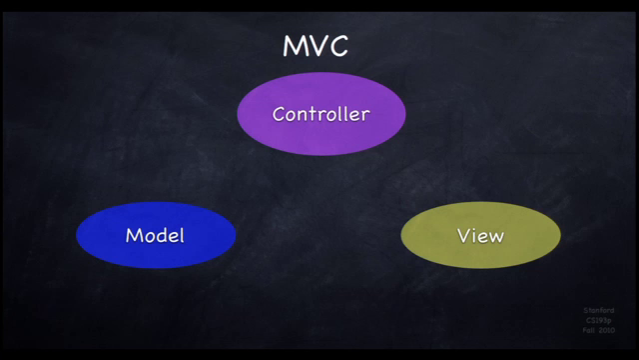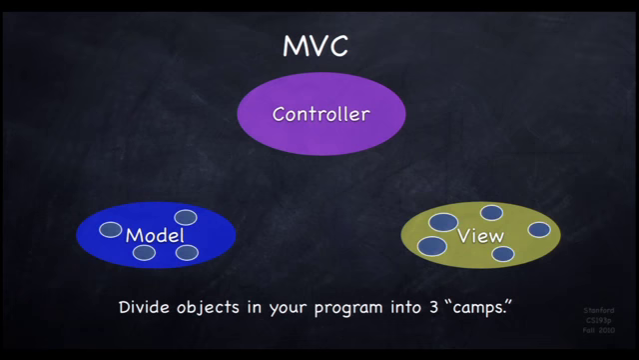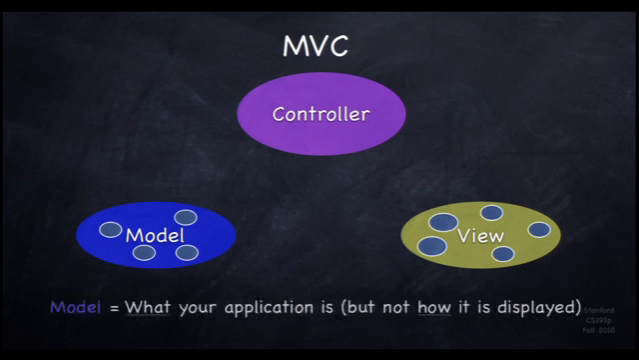So MVC, what is MVC? MVC stands for Model View Controller, and you can see up here I have a model, a view, and a controller. So what are those things? The idea with MVC is we're going to divide up all the objects in our program into one of these three camps. It's going to go in the model camp, the controller camp, or the view camp. Now, what's the definition of those three camps? The model camp is, and I'm trying to summarize this in a single line of text so that you have a tagline for it, basically what your application is, but not how it's displayed.